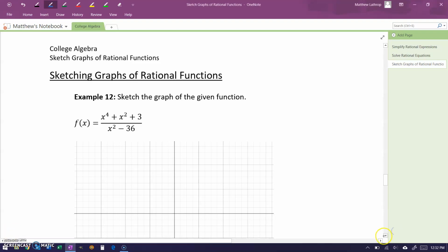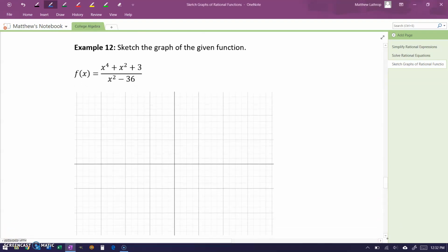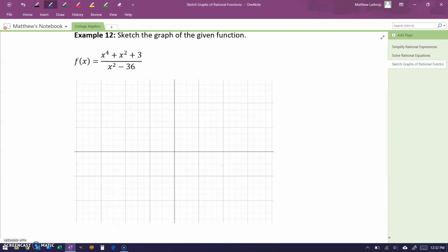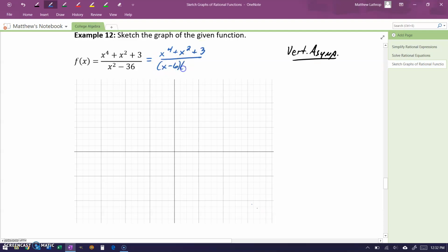Now that we've looked at finding asymptotes algebraically, we want to apply those ideas to sketching the graphs of rational functions. We can start off by finding our vertical asymptotes for the given function. To do that, we'll need to factor both the numerator and denominator to see if anything will cancel. In this case, the numerator doesn't factor, but we can factor the denominator into x minus 6, x plus 6.